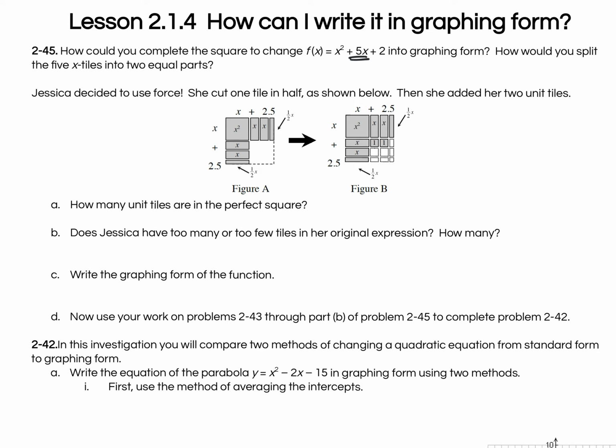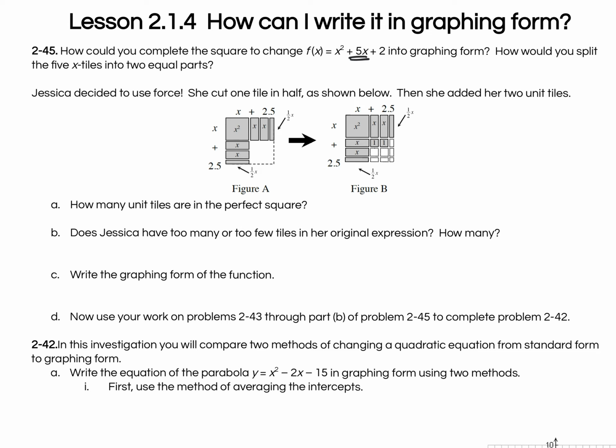We still have to create a square, which means we've got to find a way to get the same number of tiles to the right of x squared and below x squared when we're forming our square. So what Jessica decides to do is just cut them in half, and she ends up with a figure that looks like this. Okay, she has 2.5 x tiles to the right of x squared and 2.5 x tiles below x squared. So her square now has dimensions of x plus 2.5.